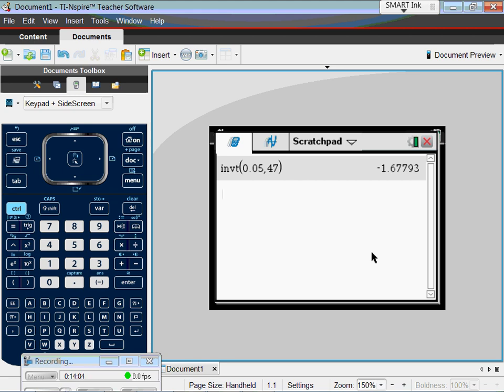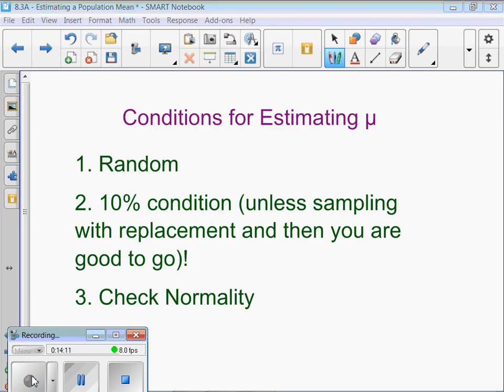All right, this is slightly more accurate than your book because of the rounding when your book gets to the higher numbers. Did you guys find it? All right, we're not going to do the whole test today because we don't have time, but we are going to talk about the conditions.